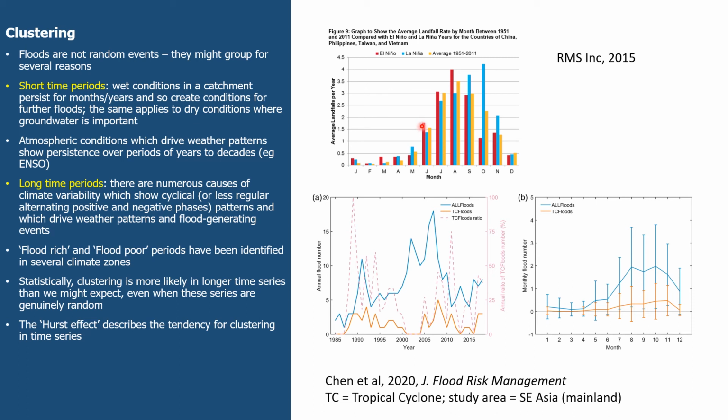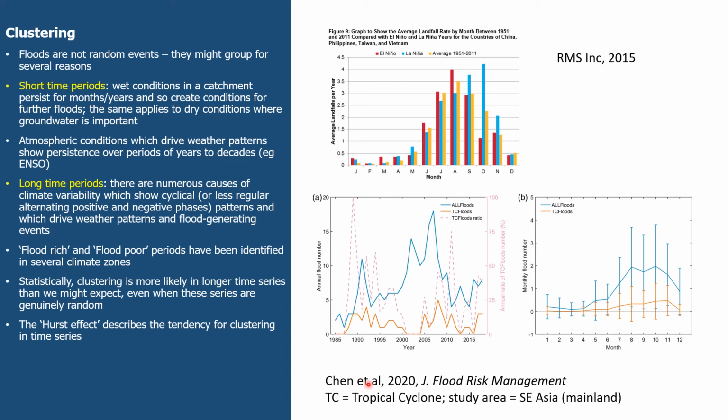But you can see El Nino years, which are the red, are significantly above La Nina years in the early part of the wet season, June, July, August. Whereas when you go into September, October, November, it's La Nina years where you see more landfalls and actually significantly more late in the wet season in October, November. So we can see that there are differences between El Nino and La Nina in the timing, in that case, of typhoon landfalls. And that feeds through into how many floods we get.